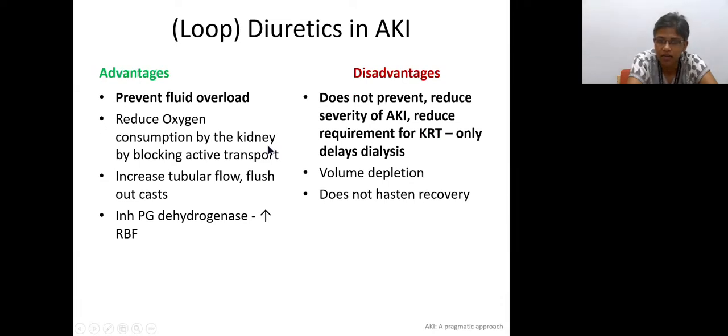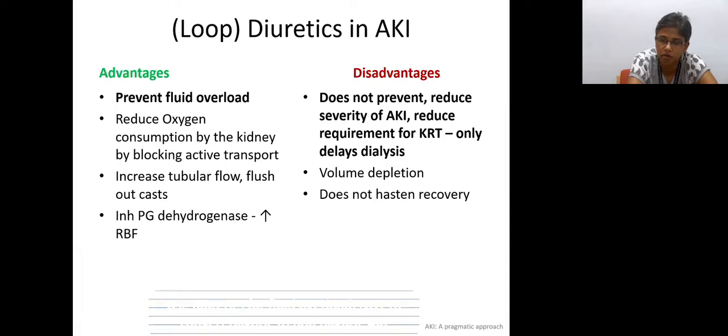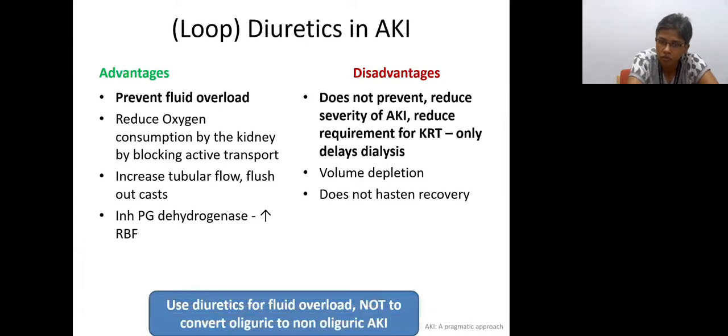But the fact is that diuretics do not prevent AKI. They do not have any effect on the severity of AKI. And they definitely don't reduce the requirement for dialysis. Those who need dialysis will need dialysis, whether you give them diuretics or not. All it does is delay dialysis, and sometimes that may be worse for the patient. They may cause volume depletion and they may not hasten recovery. All it does is it may buy you time, right? So use diuretics for fluid overload, but don't use them to convert an oliguric to a non-oliguric AKI. You have not done the patient any favor.